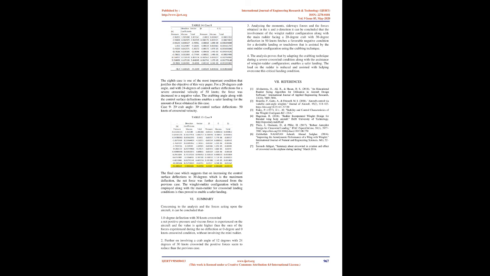Case 9. 20 crab angle, 30 control surface deflections, 50 knots of crosswind velocity. Table 15, Case 9. The final case which suggests that on increasing the control surface deflections to 30 degrees, which is the maximum deflection, the net force was further decreased from the previous case. The winglet rudder configuration which is employed along with the main rudder for crosswind landing conditions is thus proved to enable a safer landing.